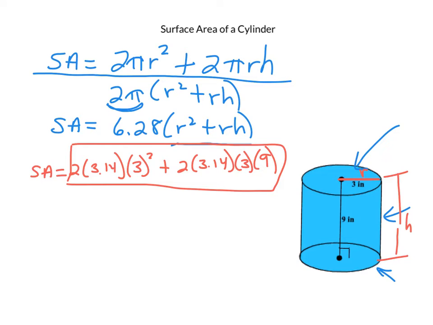All right, so when you do all this out, you should get 226.08. And what are the units? Well, we have inches here in this 3 and inches here in the 9. So when we multiply inches with inches, we're actually going to get inches squared.